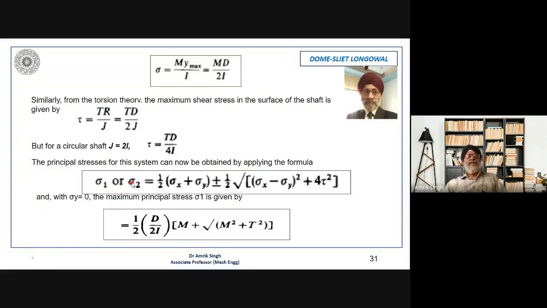sigma 1, sigma 2, we can find out the equivalent combined stress by using the formula of the principal stress. So this is the formula we know. If we put in the values, one as the bending stress and another as the shear stress, you will get this value. So this is the equivalent bending moment.